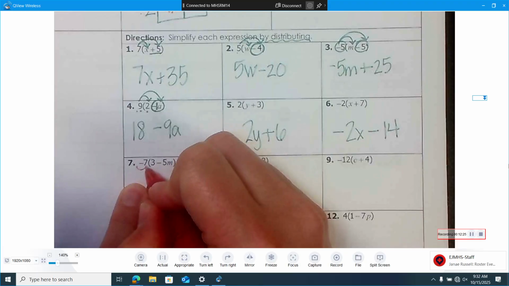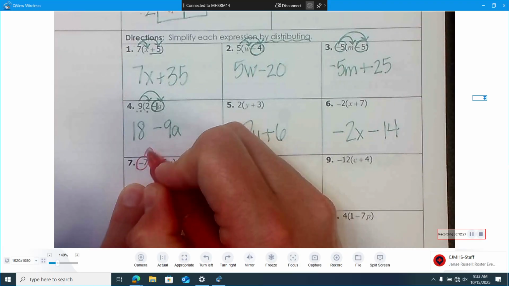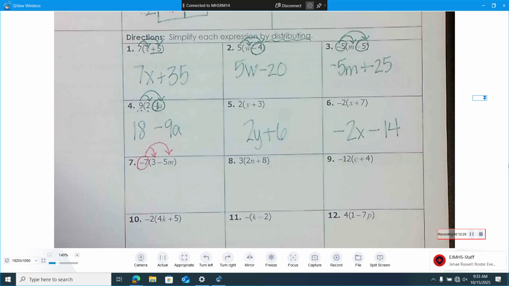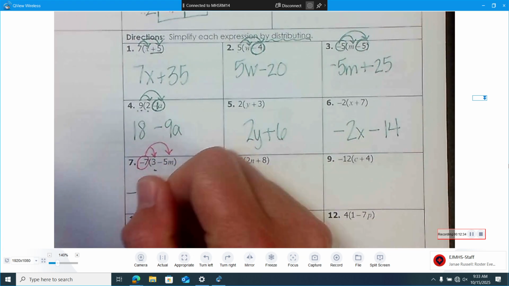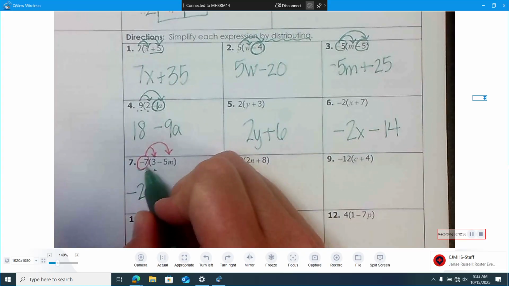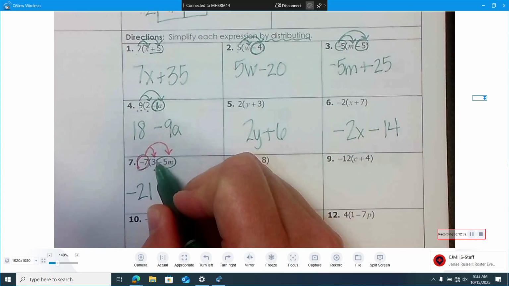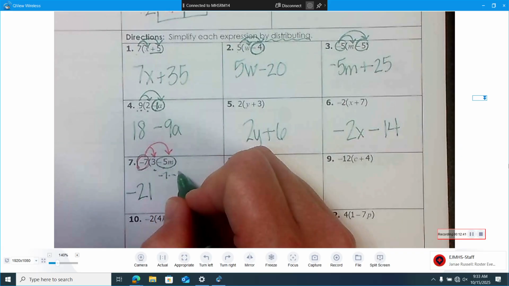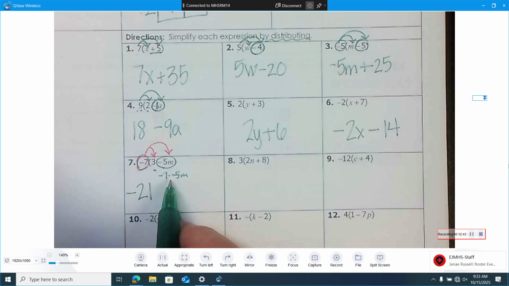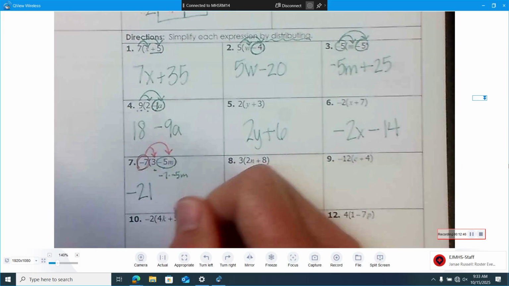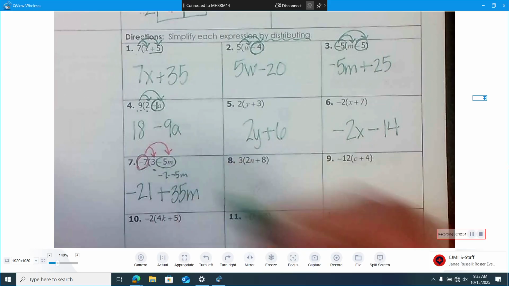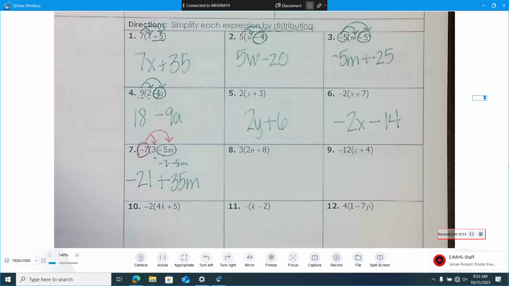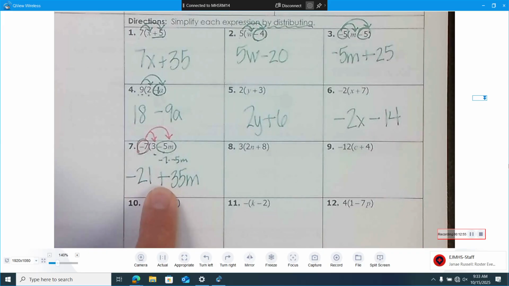We are going to take this negative 7 and send it to both things. Negative 7 times 3 is negative 21. And then we have negative 7 times negative 5m. And negative times negative is going to give us positive. 7 times 5 is 35m. That was a very common mistake. So please check your sign. It should be a plus. Negative times negative gives me positive there.